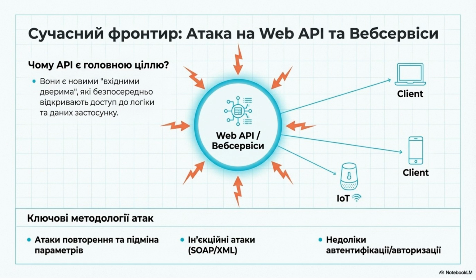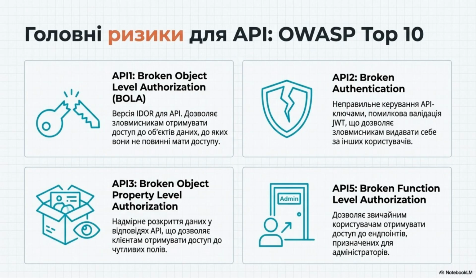The modern frontier is the attack on web APIs and web services. APIs are new front doors that provide direct access to the application's logic and data. Key attack methodologies include parameter tampering, injection attacks, and authentication/authorization flaws. The main risks for APIs are highlighted in the OWASP Top 10. These include broken object-level authorization, broken authentication, broken object property-level authorization, and broken function-level authorization.